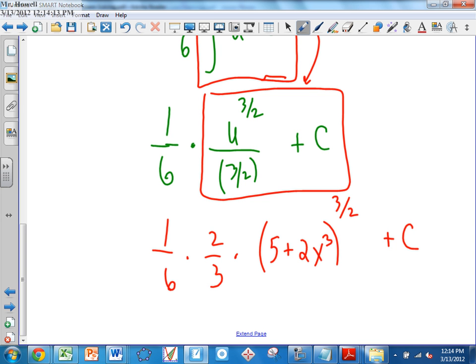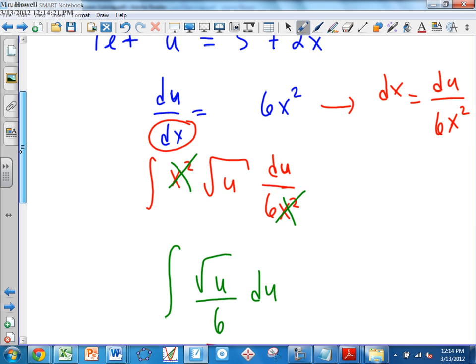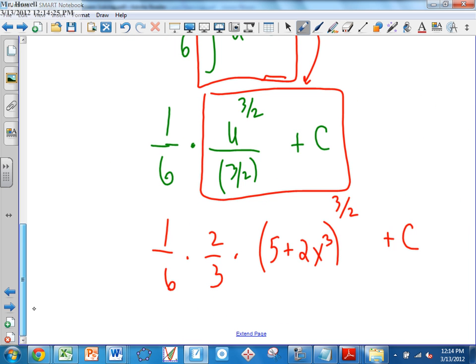So you didn't even touch x the entire time. You started with an x in the very beginning. We defined u as some value, defined du dx, solved for dx so we could replace it up top. We then carried out the process.